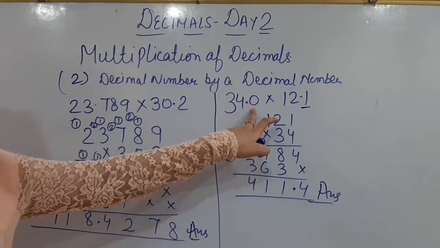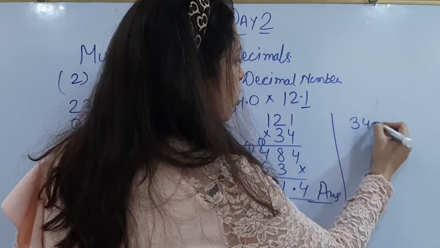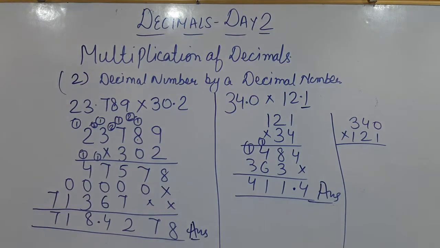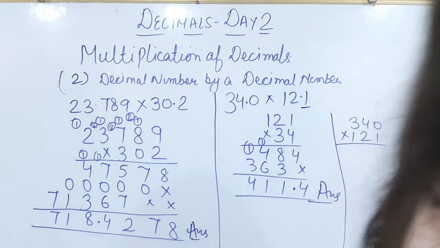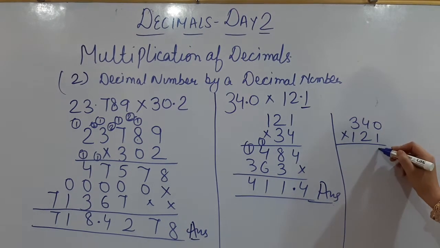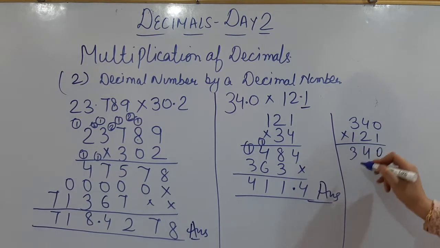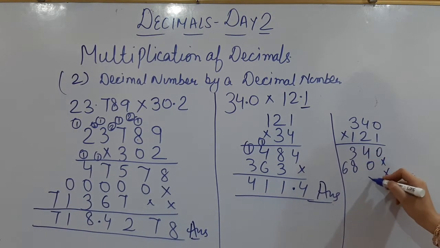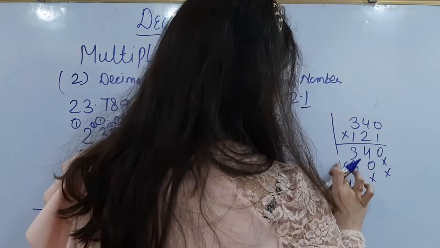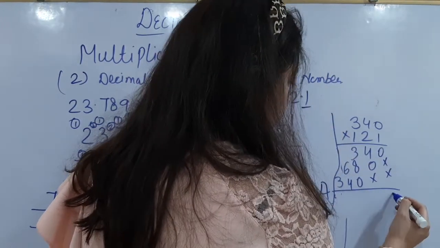If you want to count this decimal place, then you have to multiply it like 340 times 121. Okay, then you have to write it like this. 340 times 121. Now multiply it. 1 times 0 is 0, 1 times 4 is 4, 1 times 3 is 3. Now 2 times 0 is 0, 2 times 4 is 8, 2 times 3 is 6. Okay. Now 1 times 0 is 0, 1 times 4 is 4 and 1 times 3 is 3. Now add this.